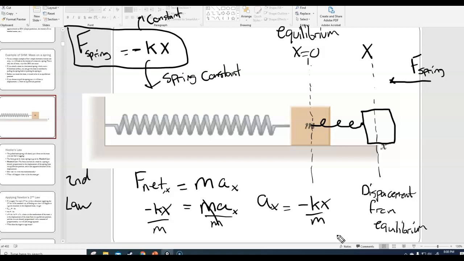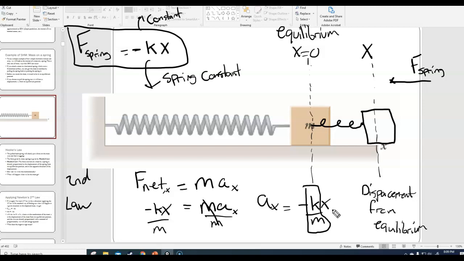Now, think back a few minutes ago when we talked about the conditions for simple harmonic motion. Number one, simple harmonic motion occurs when you have a restoring force that causes an acceleration to be proportional to the displacement from equilibrium. This is a proportional relationship as long as whatever is in front of the x is a constant, which in this case it is, because we're assuming that the mass of the box and the spring constant are constants. So I have the acceleration equal to a constant times the displacement from equilibrium. That means the first condition for simple harmonic motion has been met.